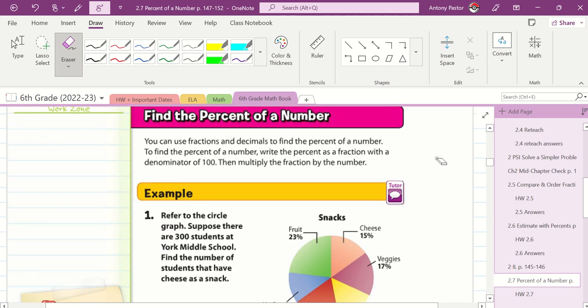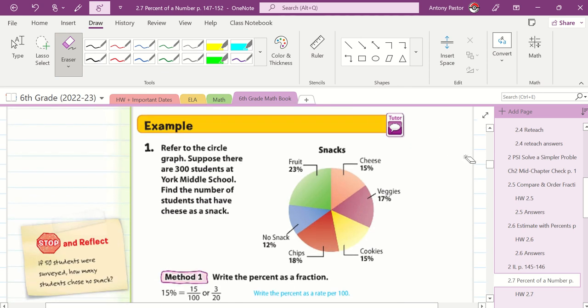So we're going to actually talk about finding the percents of numbers. For example, refer to the circle graph. This is our circle graph with percentages. It's a different kind of circle graph because now they are surveying 300 students at York Middle School. Find the number of students that have cheese as a snack. So cheese is right here at 15%.